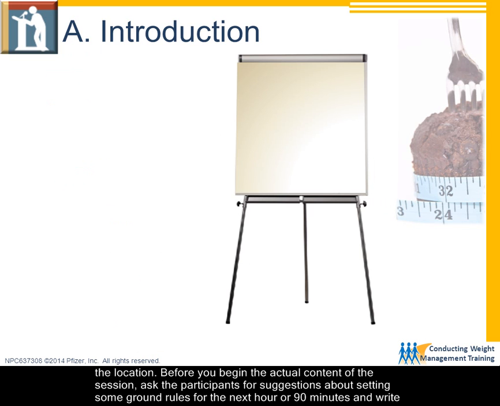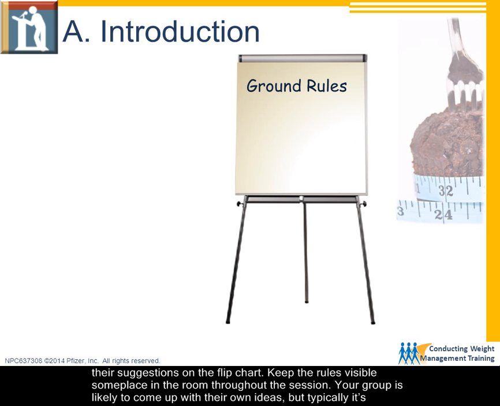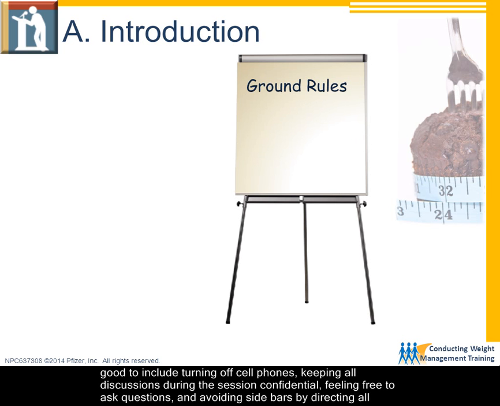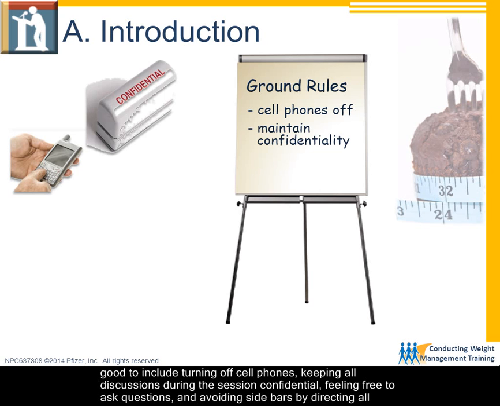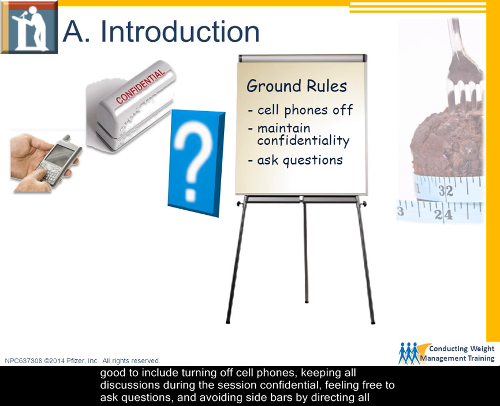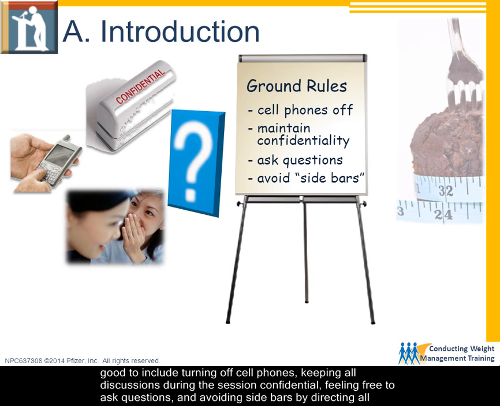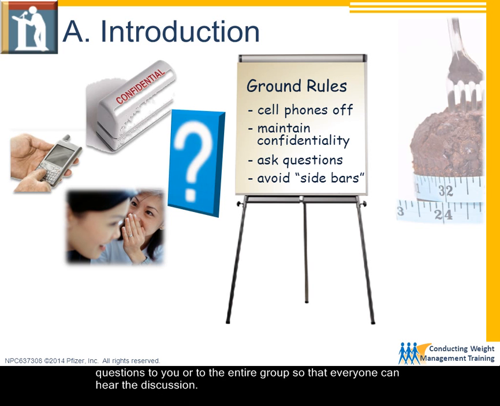Before you begin the actual content of the session, ask the participants for suggestions about setting some ground rules for the next hour or 90 minutes, and write their suggestions on the flip chart. Keep the rules visible someplace in the room throughout the session. Your group is likely to come up with their own ideas, but typically it's good to include turning off cell phones, keeping all discussions during the session confidential, feeling free to ask questions, and avoiding sidebars by directing all questions to you or to the entire group so that everyone can hear the discussion.